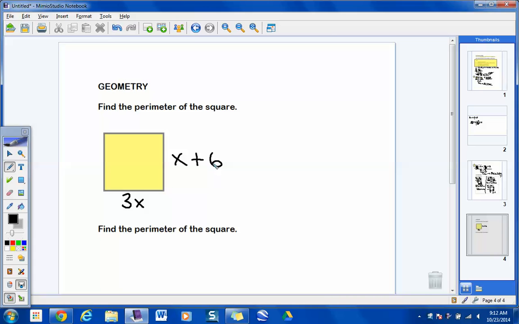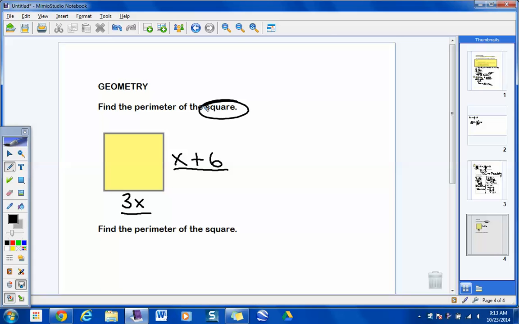What's true about the two lengths I have labeled here? Left side and the right side. Alex. Well, what's true of all four sides of the square? They're equal. They're the same, right? So couldn't I say that this side right here, 3x, is equal to what? X plus 6. They're equal sides, right? Because it's what kind of a shape?